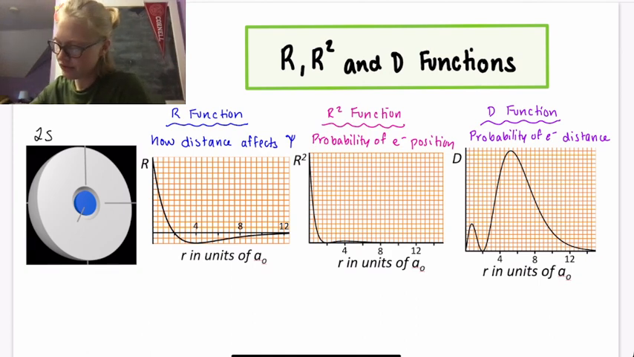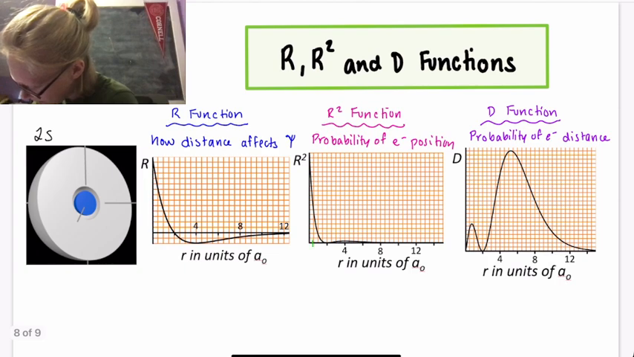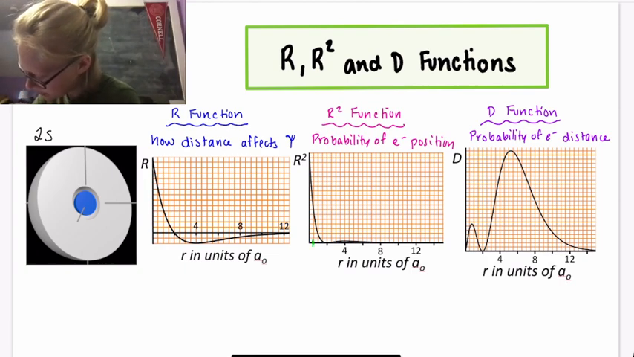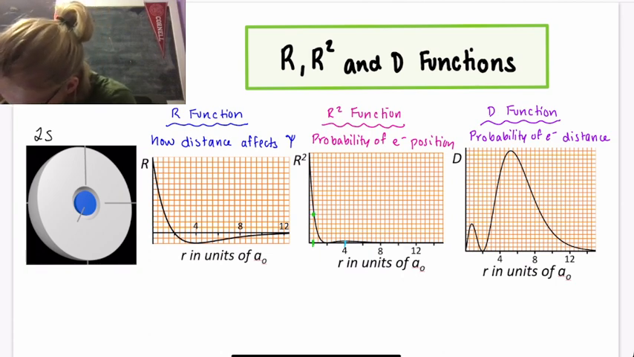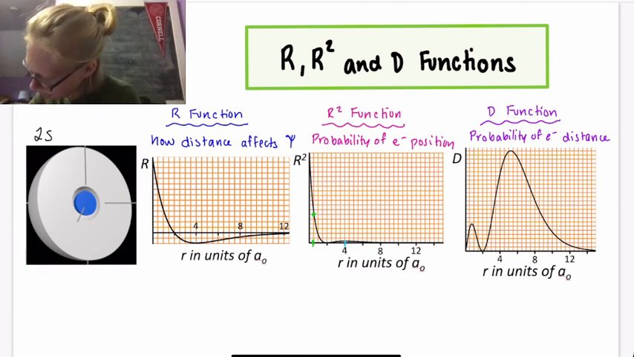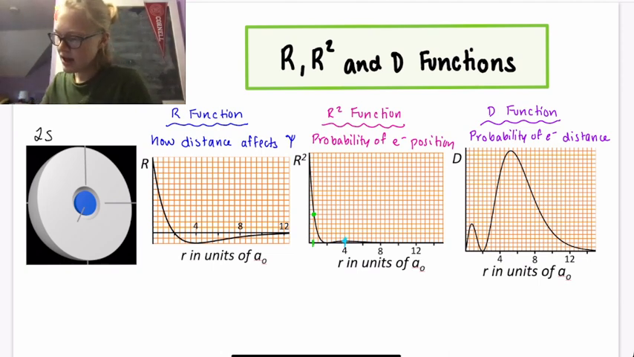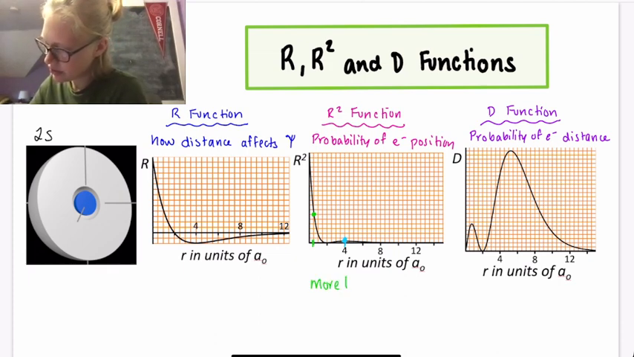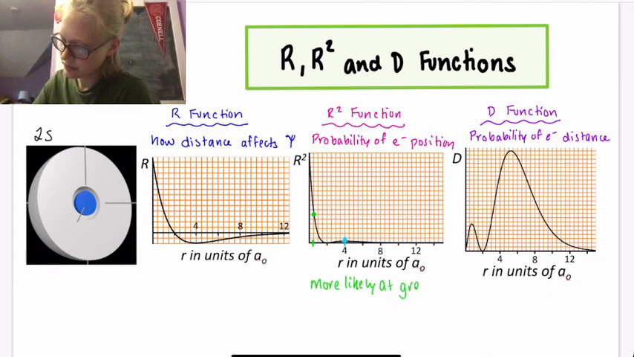So we're going to look first at our R squared. Let's look at radius 1/2, so that'd be right here, and radius 4. So at 1/2, our R squared graph has a value up here, and at 4, our R squared has a value there. And so you can see by the difference in their values that we're more likely to be at the green point than to be at the blue point.